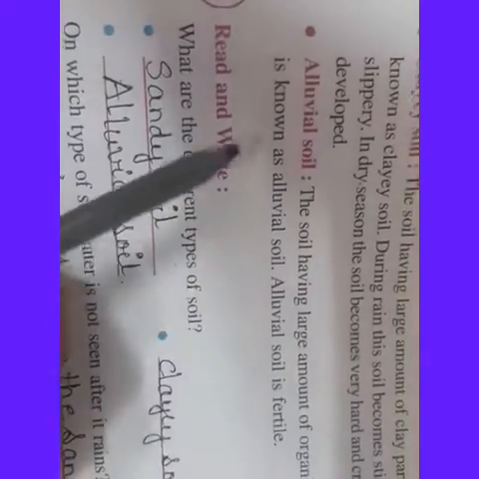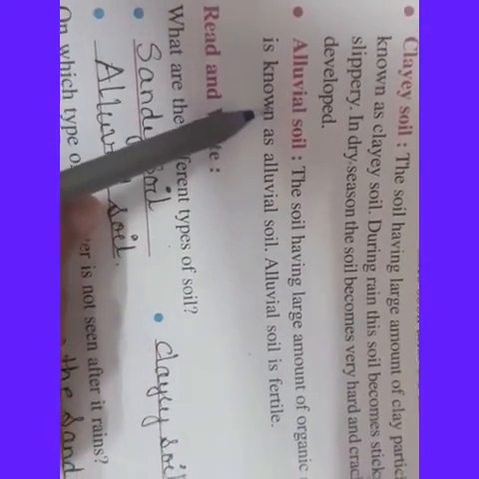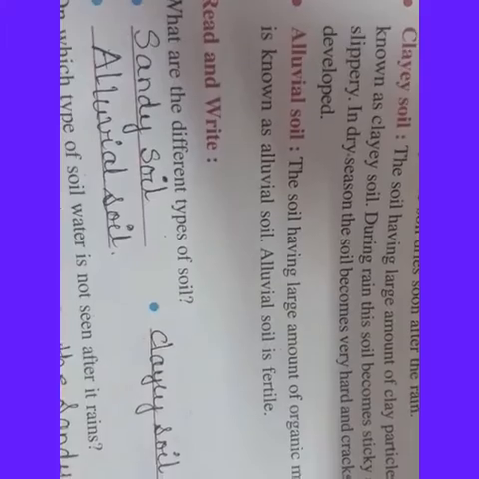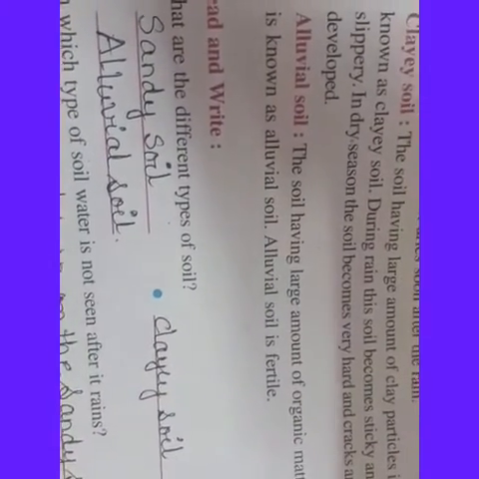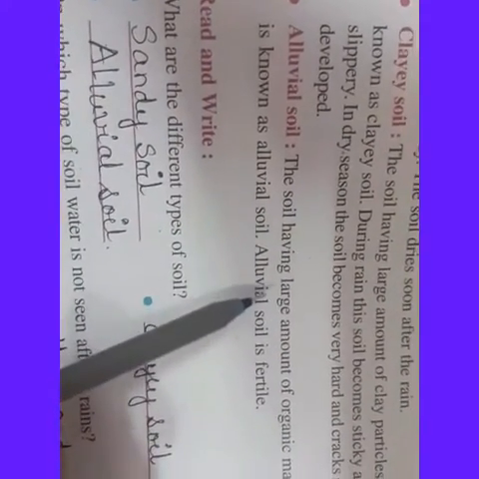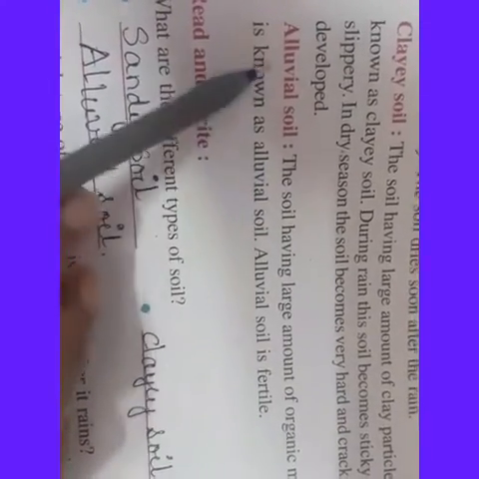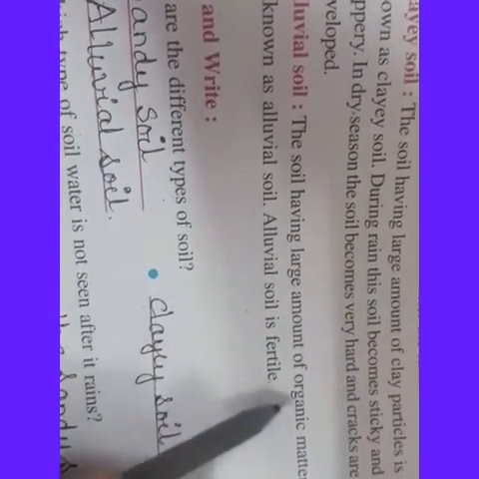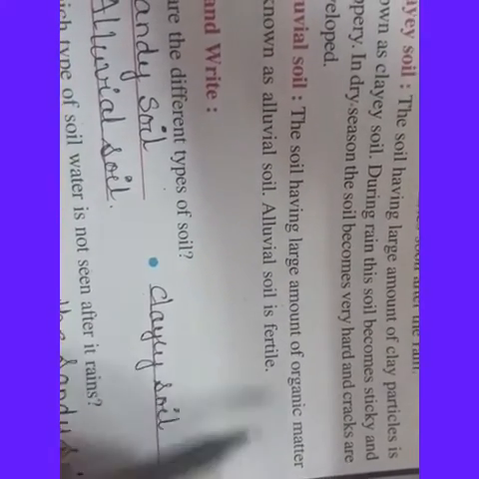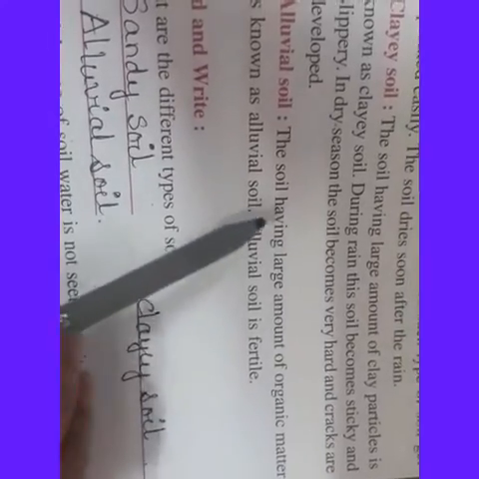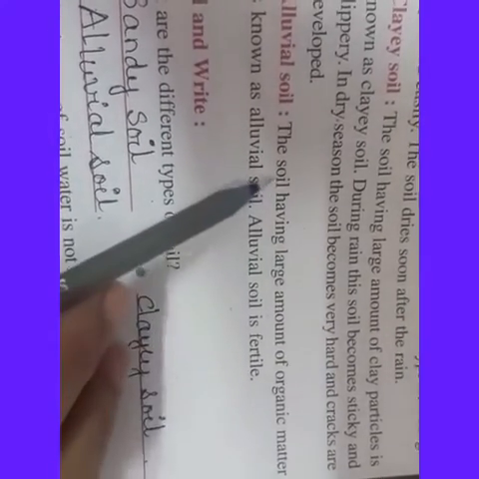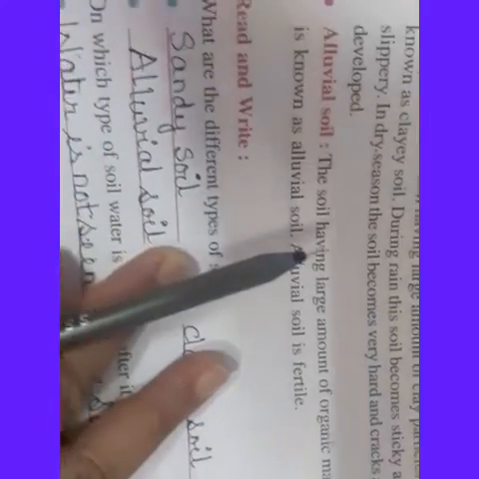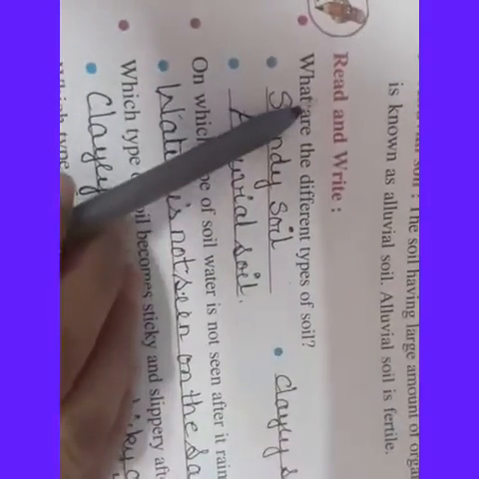And the third is the alluvial soil, which is best for farming because it contains a large amount of organic matter in it. That is why it is very fertile also. The fertility of alluvial soil is the best. Alluvial soil, the soil having a large amount of organic matter, is known as the alluvial soil. Alluvial soil is very fertile, so it contains a large amount of organic matter like the excreta of the animals, dried leaves, etc., that are mixed in the soil. So the silt is mixed in this, so it is very fertile and best for the growth of the plants.